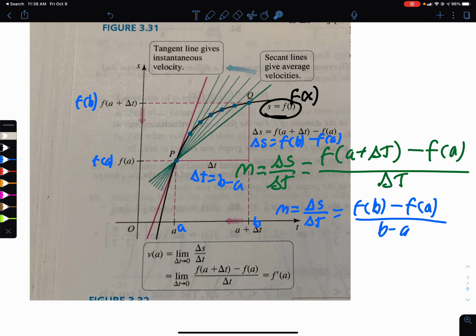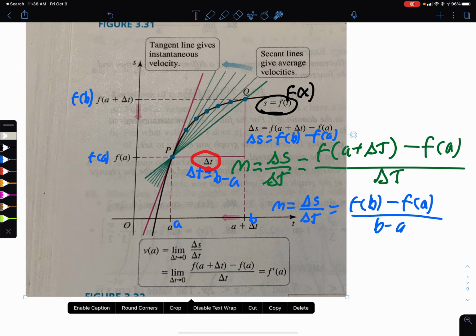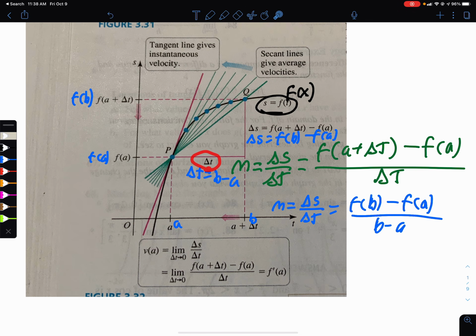We'll do other applications. So what's happening here, if we chose delta t to get smaller and smaller and smaller. In other words, this point Q. Okay, so as Q moves closer and closer to P, if you draw all these secant lines, you will notice these green lines are approaching the tangent line.